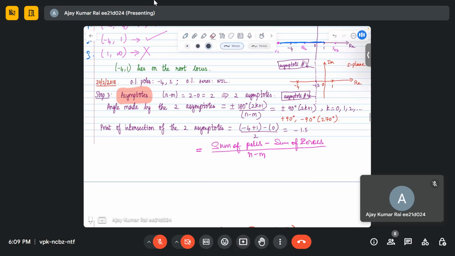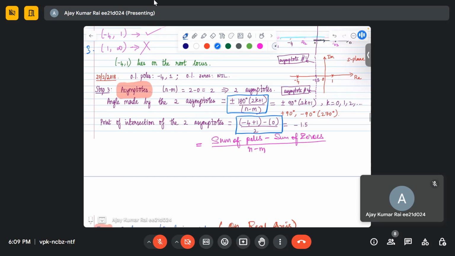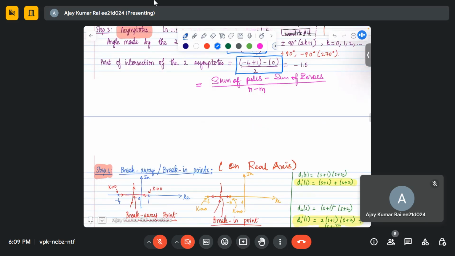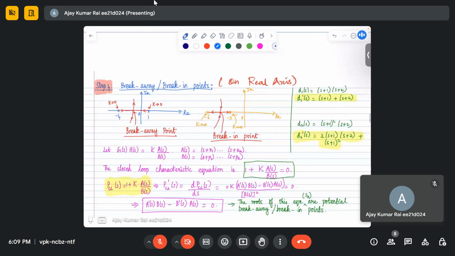So this is the formula. These formulas have been derived by using angle conditions. And this intersection, we'll see once we do the questions here. And again, breakaway and break-in points. When the root locus breaks away from the real axis, this is called the breakaway point. When the root locus comes into the real axis, it's called the break-in point.